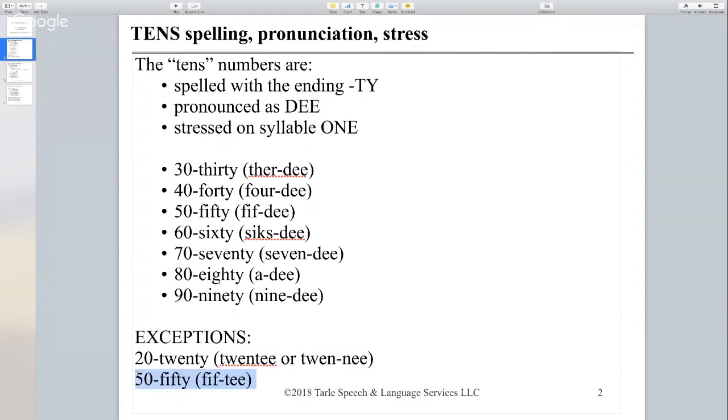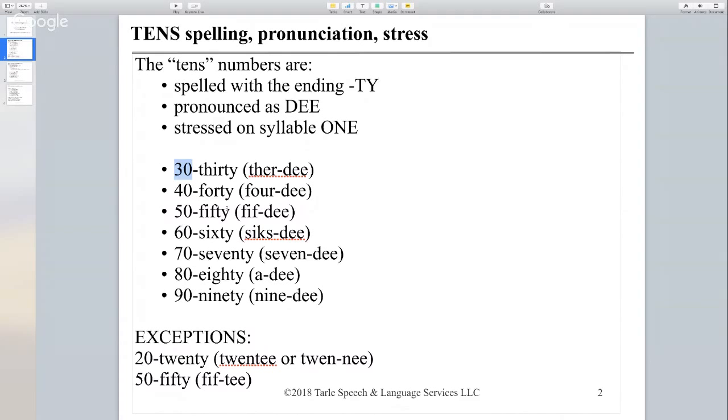Personally, I think if people struggle to understand you, I would stay away from this exception of 50 because sometimes people will hear 15. So again, if people struggle to understand you with numbers, I would stick with the straight 50 because it's a little bit stronger and easier to hear the difference. Okay, so let's try all of these numbers. I'm going to start with 20, 30, 40, 50, 60, 70, 80, 90.